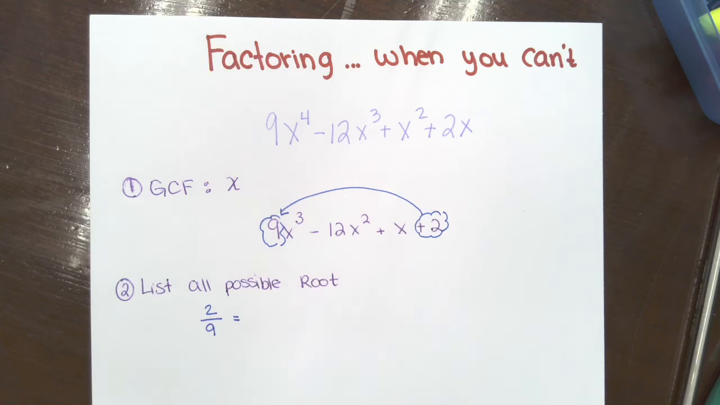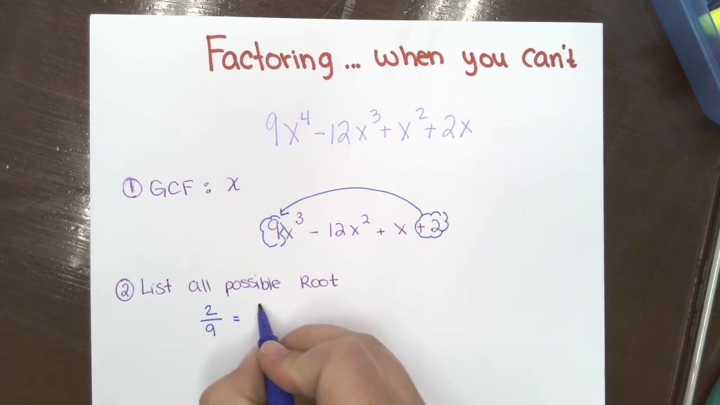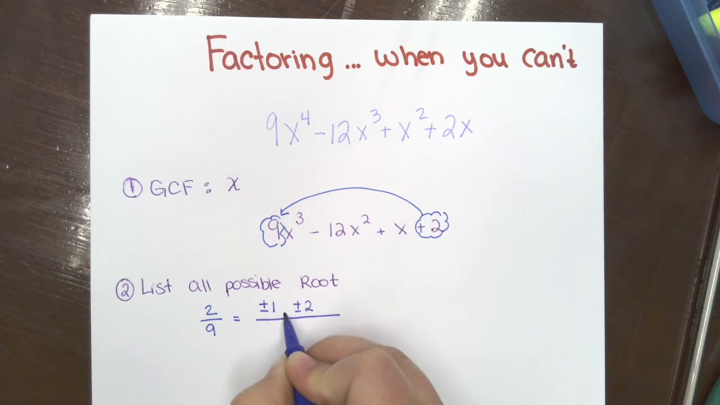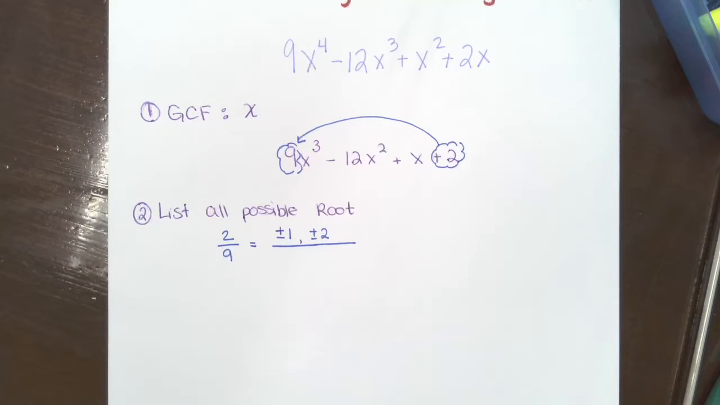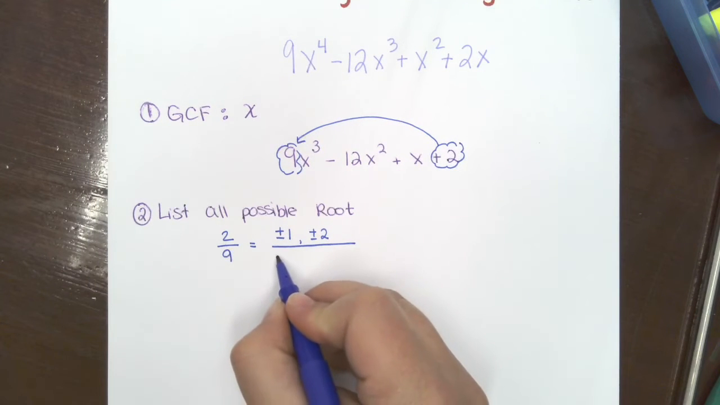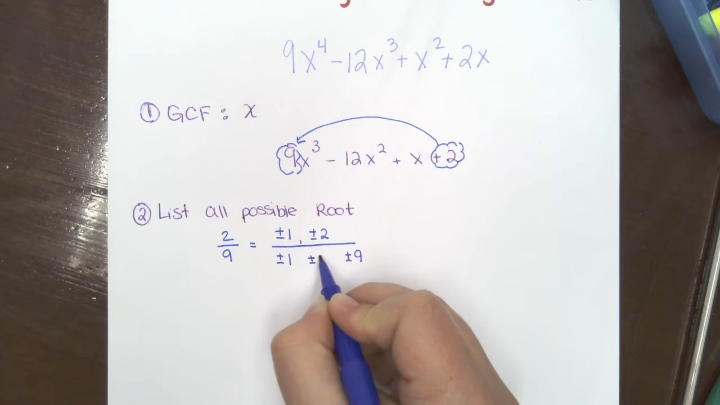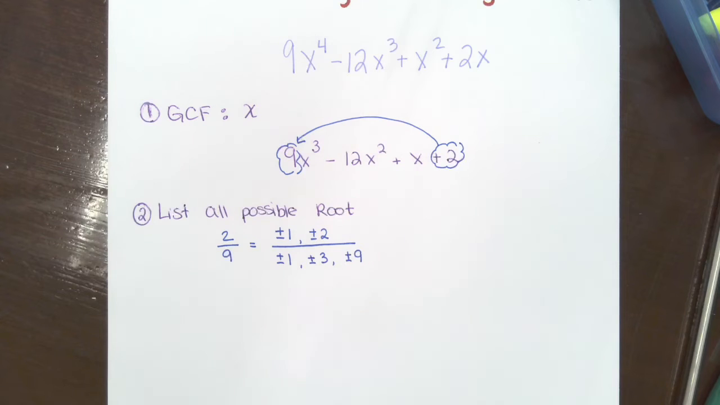Now the question comes up: how do I know what the factors are? We know the factors by answering a simple question. What times what equals 2? What times what equals 9? So we have 1 times 2 equals 2. You're always going to put that plus or minus in front of your numbers. Then, what times what is 9? Well, 1 times 9 is 9, but also 3 times 3 is 9. Notice I'm not putting 3 twice. We don't do duplicates. Now these are your possible roots.